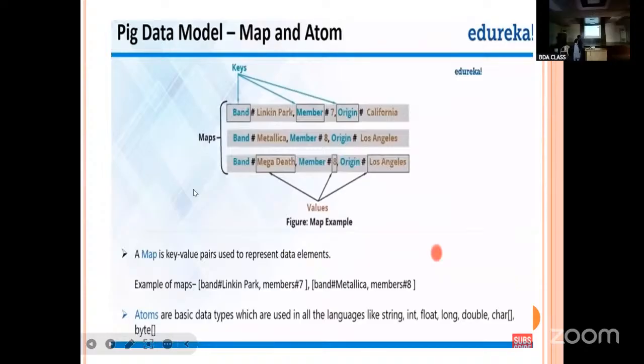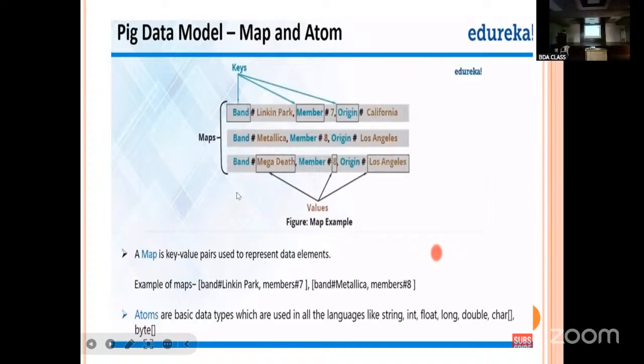Now the difference between a map and an atom. Please stop talking. Yes, a map and an atom, right? What do you mean by a dictionary? You have done Python, right? Key value pairs are called as dictionaries. Here we call them as maps.